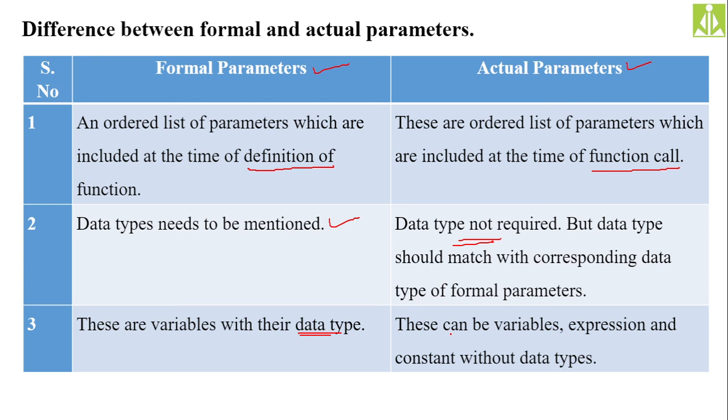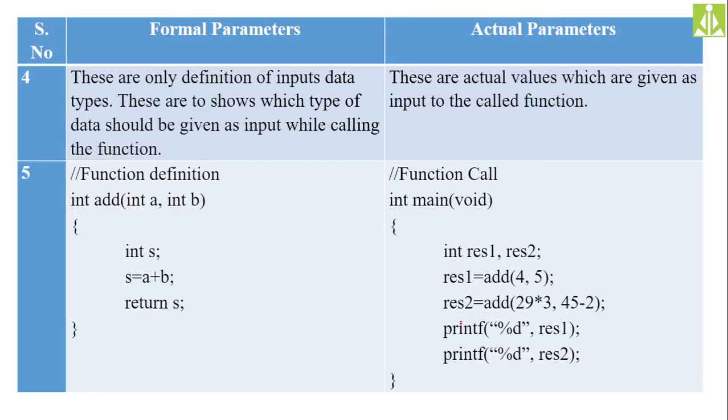Actual parameters can be variables, expressions, constants without any data type. See, in actual parameters, not only the variable names but also you can put the constants, and also you can put the expressions. Constant in the sense some legitimate, fixed value, that also you can keep. Expression in the sense some calculation without the final result, some calculation also you can pass as an actual parameter. Formal parameters are only definitions of input data types, to show which type of data should be given as input while calling the function.